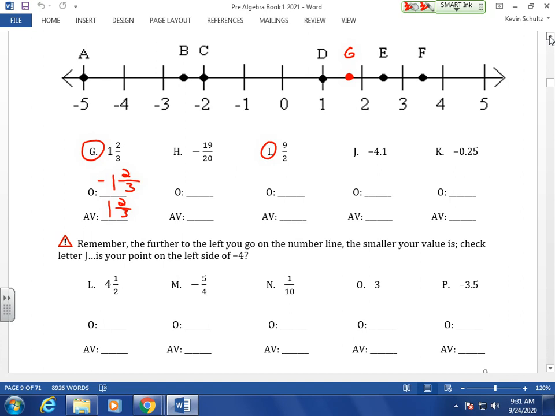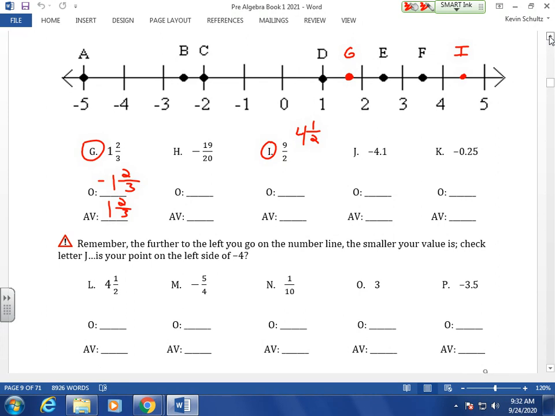What is the mixed number value of 9/2? 2 goes into 9 4 whole times with 1/2 left over. Right? 2 goes into 9 4 whole times. That's 8/2. We have 9/2, so 1/2 left over. It's equivalent to 4.5. So point I is going to be over here at 4.5. And then you can take the opposite and the absolute value from there.